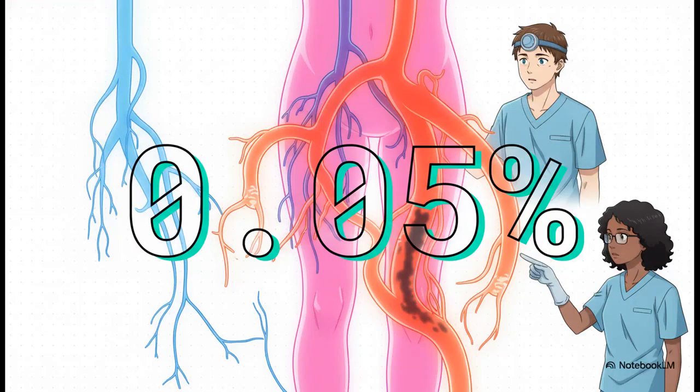But what happens when that handoff fails? In an extreme rarity, occurring in only about 0.05% of cases, the iliofemoral system completely fails to develop. When this happens, the embryo retains a persistent sciatic artery as the dominant vessel supplying the entire thigh. Recognizing this extraordinarily rare variant is absolutely paramount to preventing limb loss in the event of an occlusion.